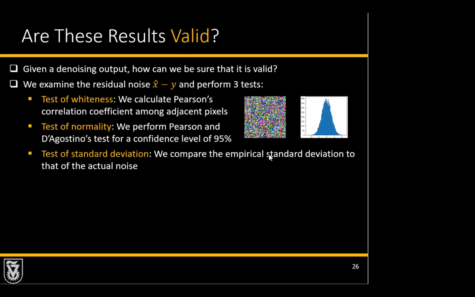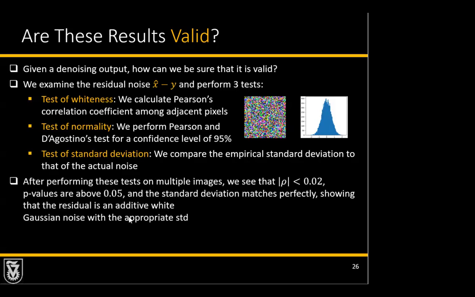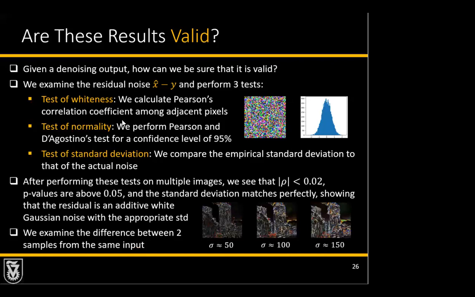And we tested the standard deviation. We looked at the empirical standard deviation of our vector, and we compared that to that of the actual noise. For example, if the noise was 100, then the standard deviation of this vector should be 100. And the results were very positive. We got that the Pearson correlation coefficient is almost 0. The p-values of the statistical test were great, and the standard deviation matches the actual noise standard deviation perfectly. We also looked, for example, at the difference between two samples from the same input from our algorithm. And you can see that as we increase the noise variance, the difference between the samples also increases. You can see that the colors get brighter and brighter.